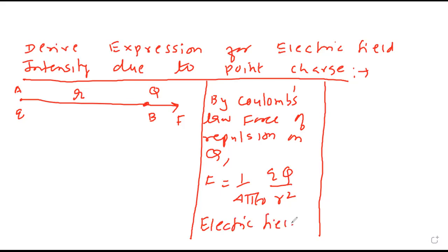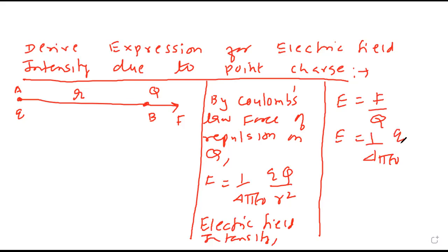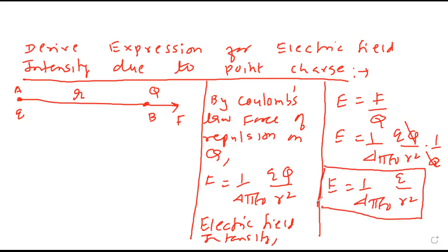Electric field intensity E is force acting on q, because I want intensity of this charge. So it will be 1 upon 4 pi epsilon naught Qq by r square divided by q. q cancels. E is 1 upon 4 pi epsilon naught Q by r square. So intensity due to point charge at distance r is 1 upon 4 pi epsilon naught Q by r square.